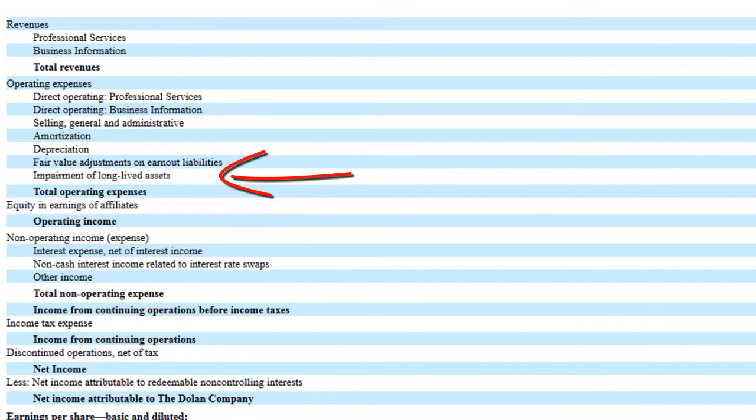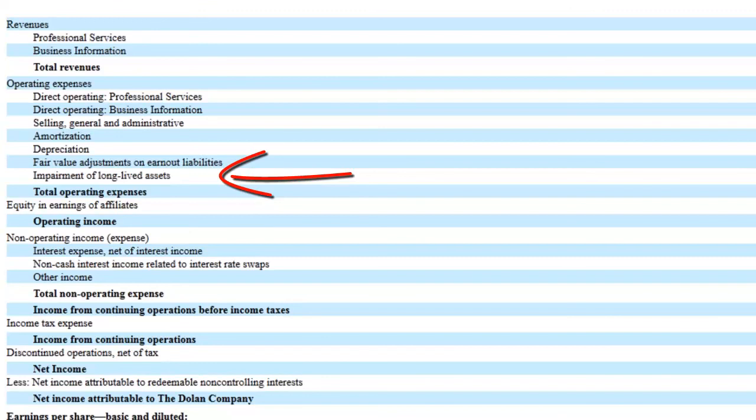Well, sometimes the usefulness is cut short due to damage or unusability or maybe obsolescence. When this happens, a portion or the entire amount of what is not yet depreciated on the balance sheet might have to be written down. And this is considered impairment of long-lived assets. It's a write-down of the asset on the income statement.